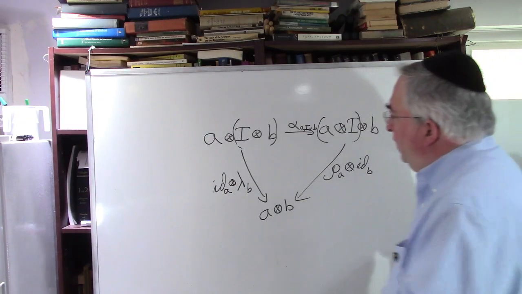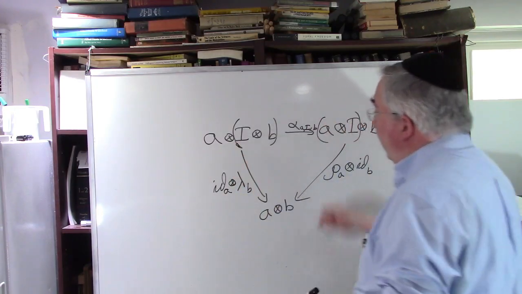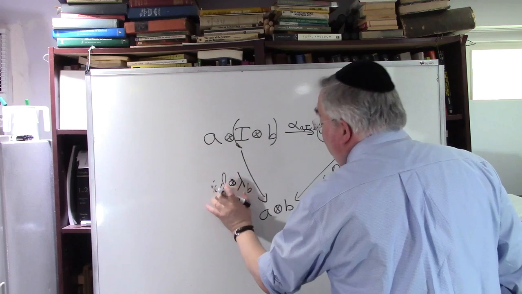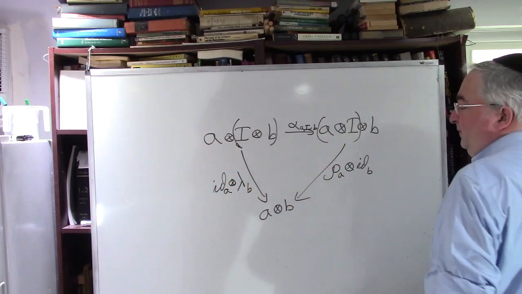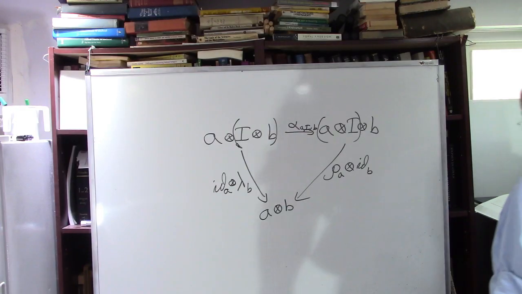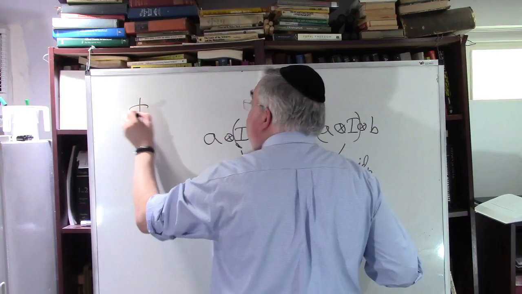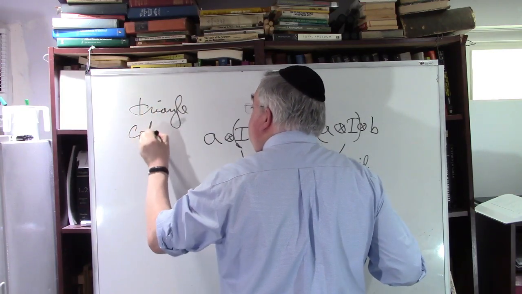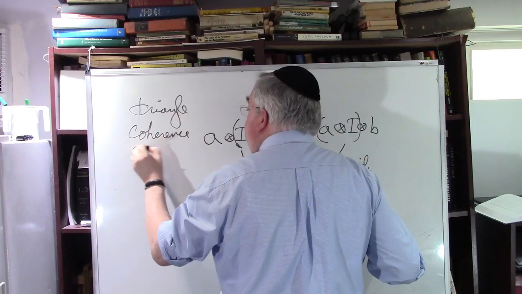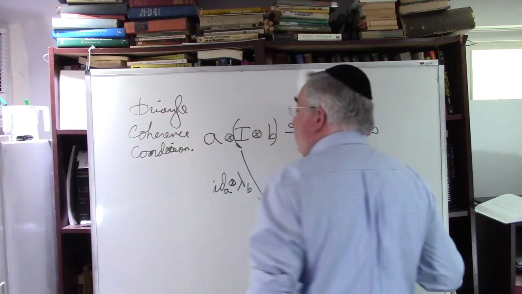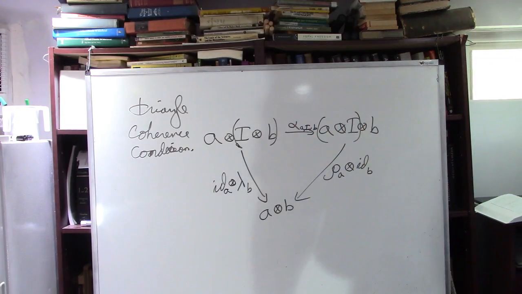Okay, so what this says is that alpha, the reassociator, has to get along with the left unitor and the right unitor. And so this commutes. This is called the triangle coherence condition. Not the greatest name, but why not? Can't think of anything better.